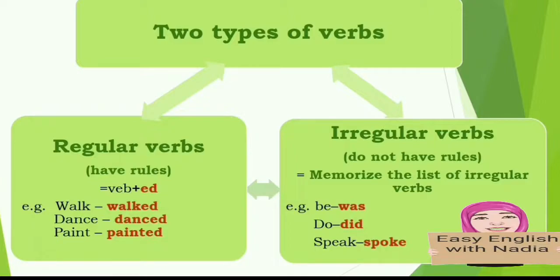Regular verbs have rules. One of the rules is verb plus ed. For example, walk, walked, dance, danced, paint, painted. Irregular verbs do not have rules. You should memorize them. You should learn them by heart. For example, be, was, do, did, speak, spoke.